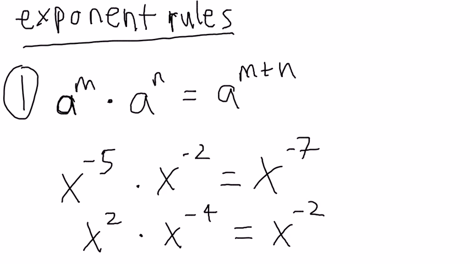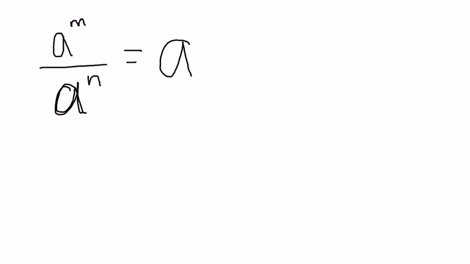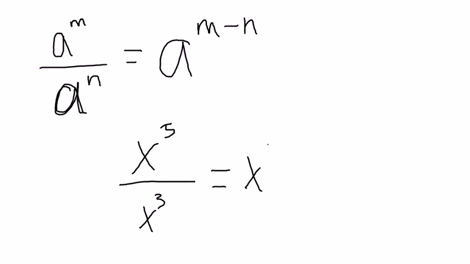Now, the next rule we're going to be going over is a to the m over a to the n. This is simply a to the m minus n, which means if you had x to the 5th over x to the 3rd, it becomes x to the 5 minus 3, which is basically x to the 2nd.